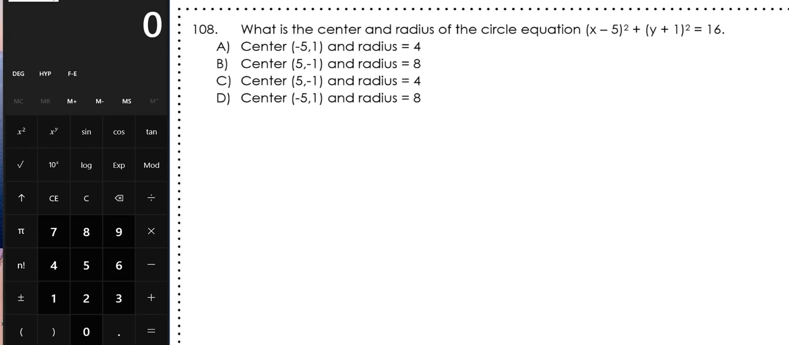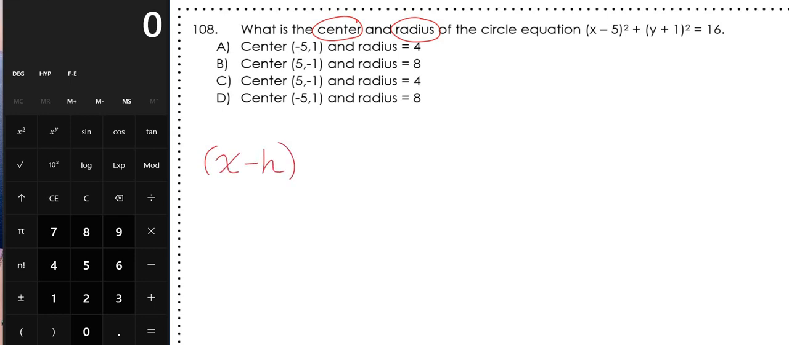Page 22, number 108. What is the center and radius of the circle equation presented there? Center and radius are pretty easy to find when your circle equation is in standard form. Circle equations should look like this.